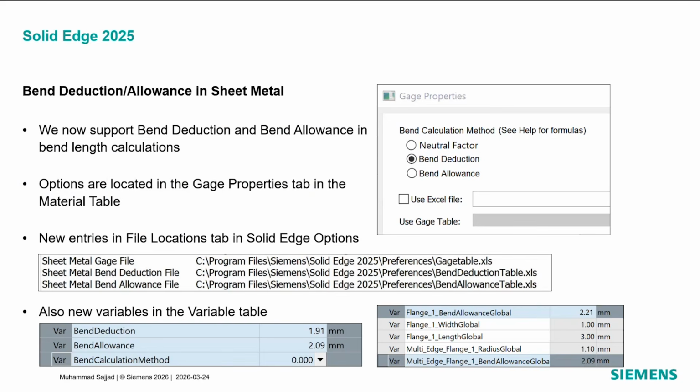So the first thing that we'll look at is bend deduction and bend allowance. In 2025, we created support for bend deduction and bend allowance for bend length calculations. Now the options for those are located in the Gauge Properties tab that's located under the Materials table. We've also added new entries under the File Location tab in Solid Edge Options, and also some new variables in the variable table.